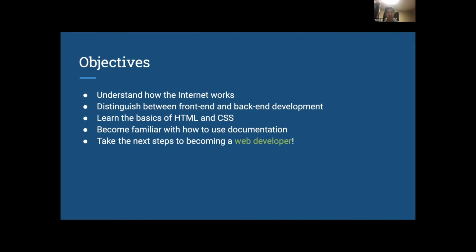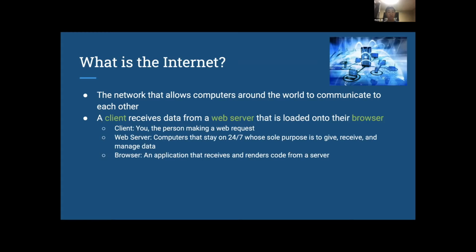What is the internet? So the internet is a communication network for computers around the world, but we're going to figure out how these computers are connected and how we're able to load a web page from all across the country. This is best explained with a simple sentence that will introduce us to a couple of key terms. A client receives data from a web server that is loaded onto a browser. The client is you, the user, when you press enter in the search bar, which makes a web request.